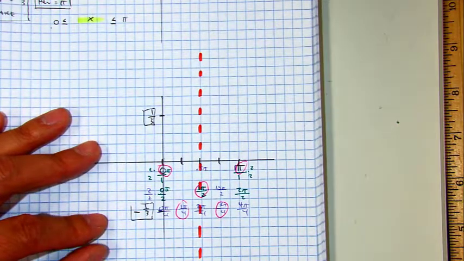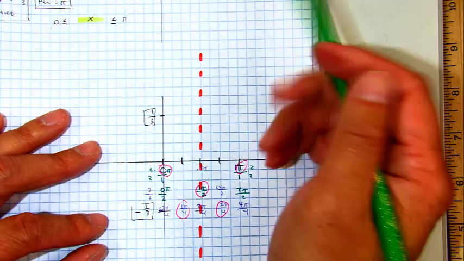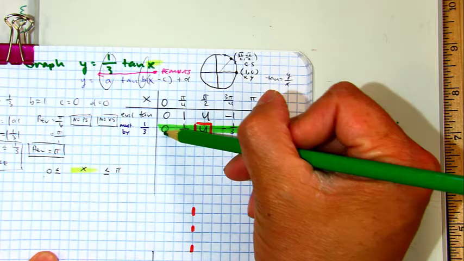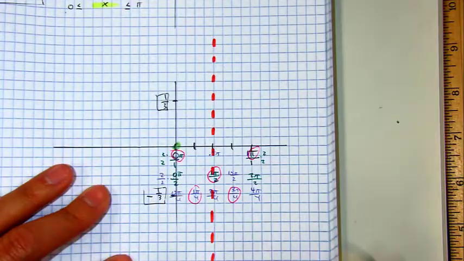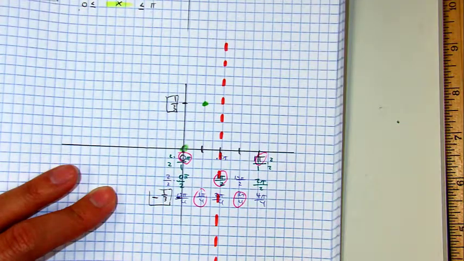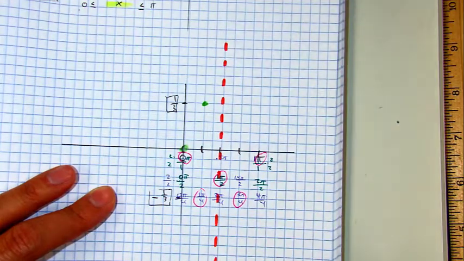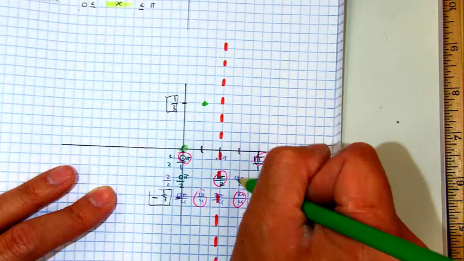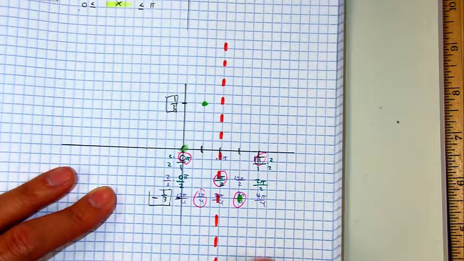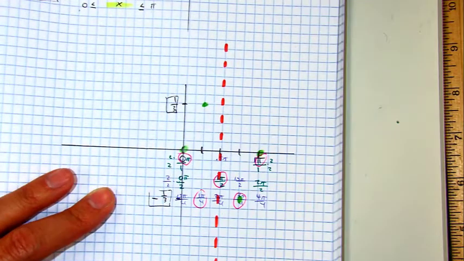Okay, let's graph this. 0, 0. I'm just reading the ordered pairs above, right? Pi over 4, 1/3. Pi over 2, undefined. 3 pi over 4, negative 1/3. And pi is going to be at 0. That looks kind of weird, right?